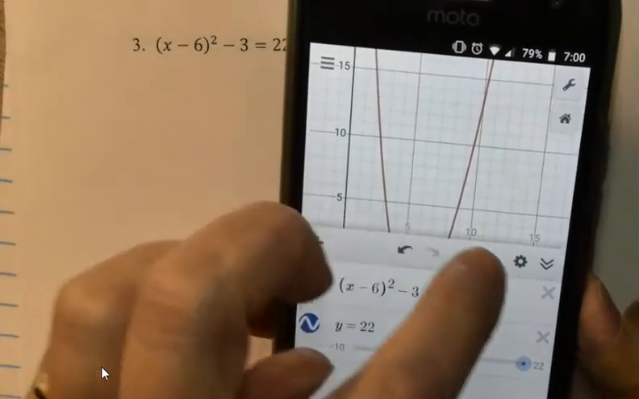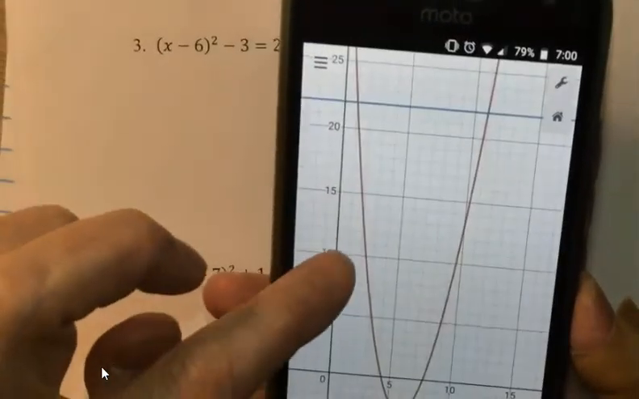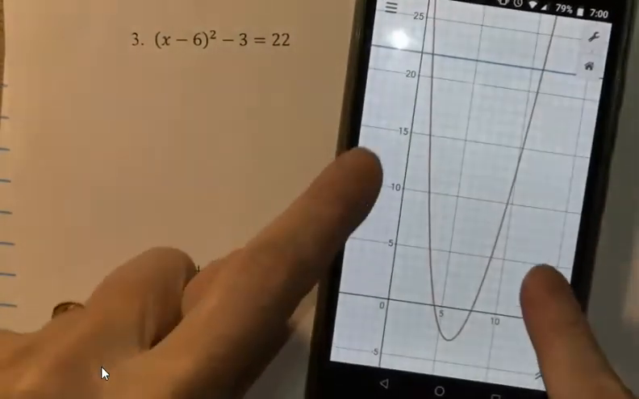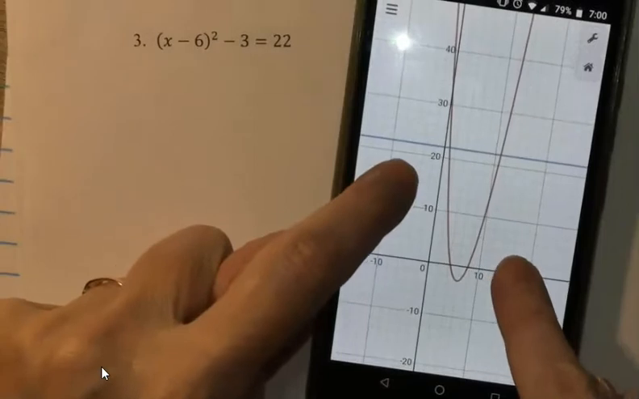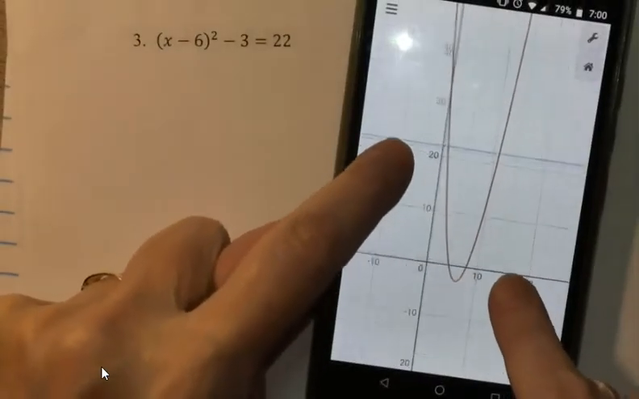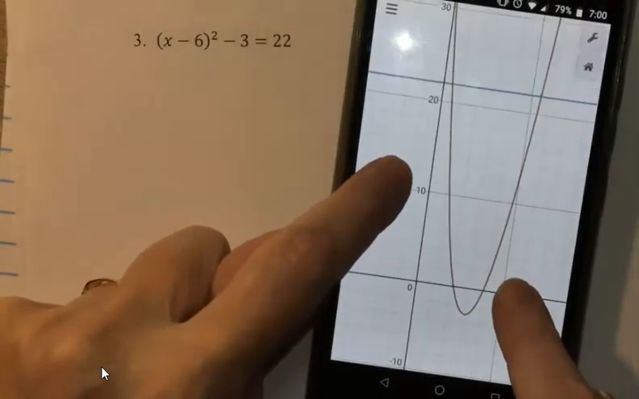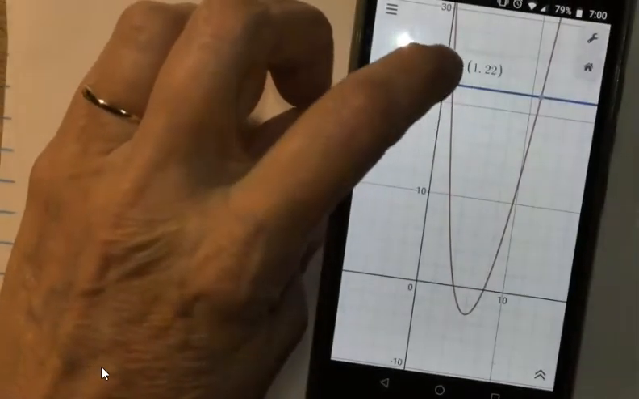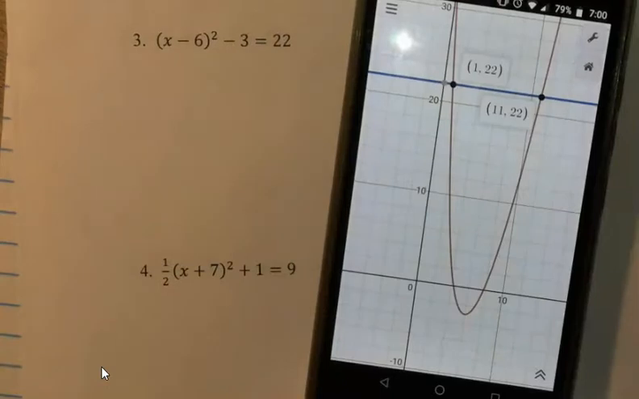Now, if you just graph that, you probably won't see this horizontal line. That's because you really have to go out quite a bit. So zoom out like this if you're on a phone until you can see the two graphs. And then you want to highlight your points of intersection, which is kind of hard to do because that's close to that Y-intercept. But there we go. So one of our solutions is going to be x is equal to 1 because the point was (1, 22). And the other solution is x is equal to 11.